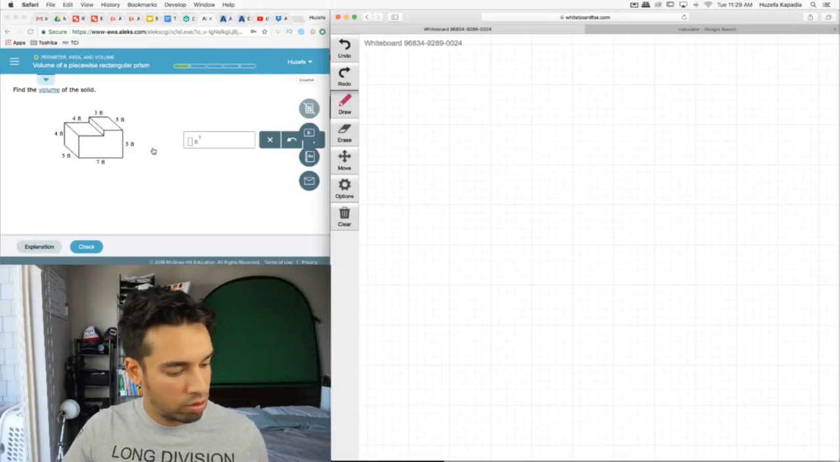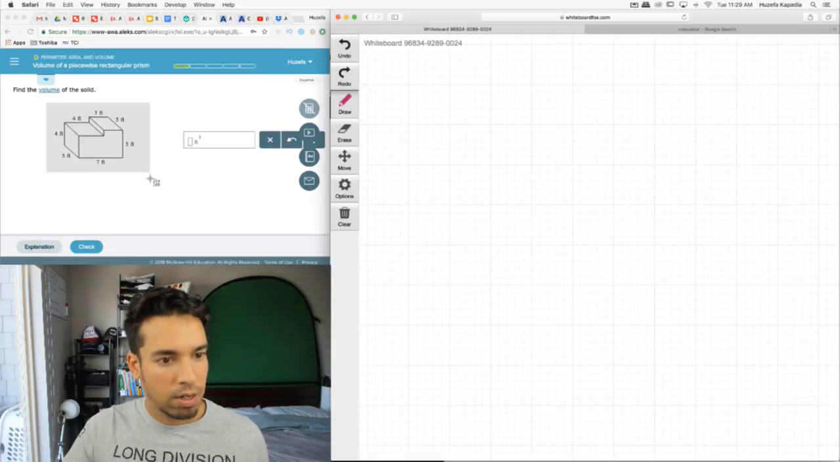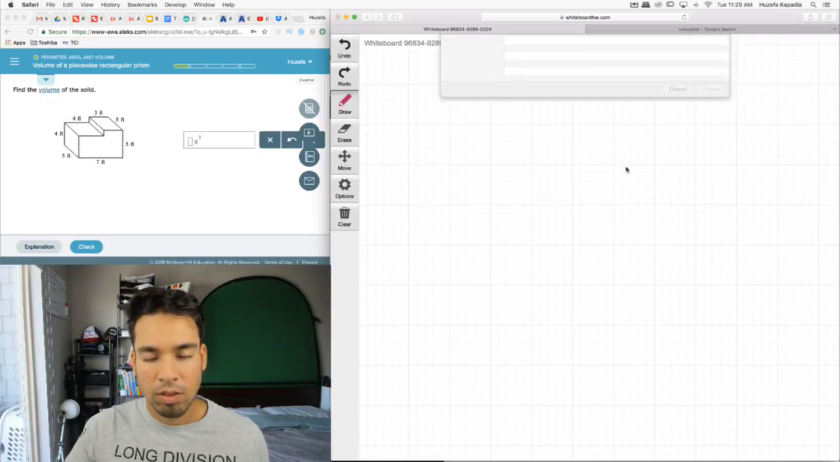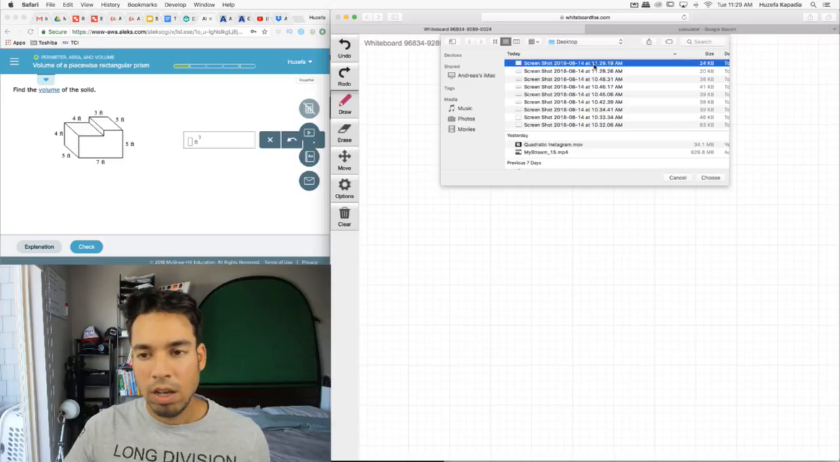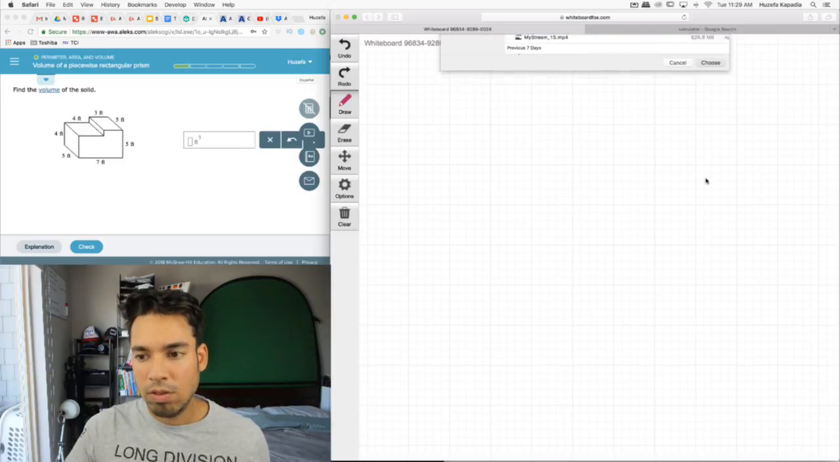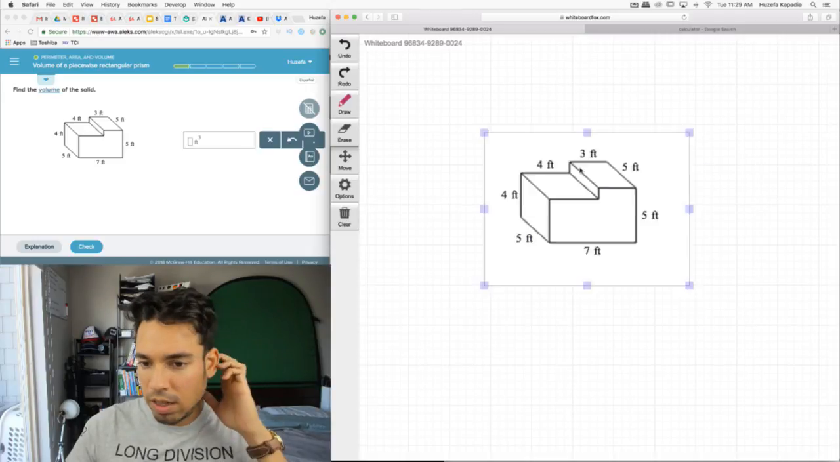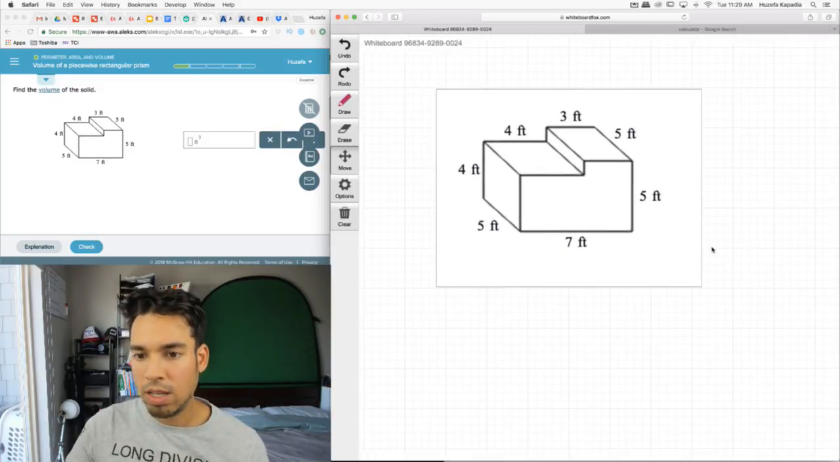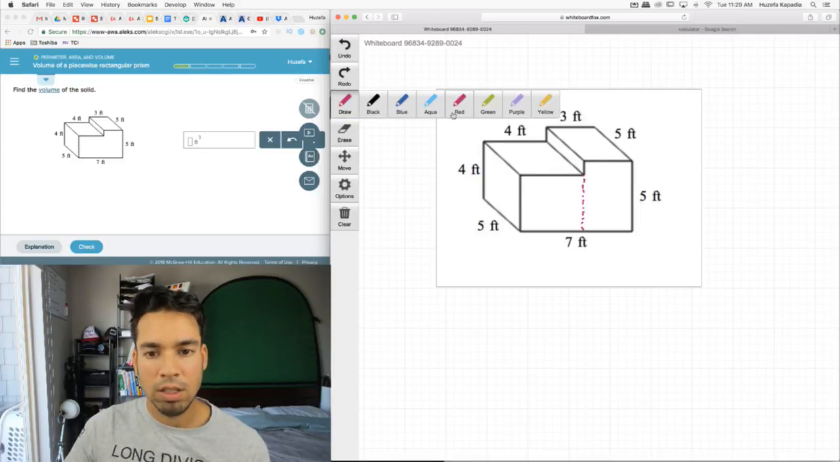Okay, now we're going to take the volume of this guy and let me put it up here, and then we will put a little line through it. Same deal. We're going to cut through here. Now, let's calculate the volume.